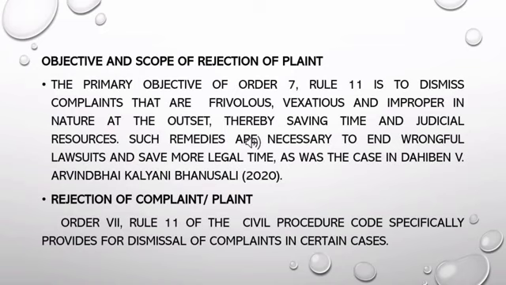What is a plaint and the main objective of the plaint? Now let us see some more objectives and the scope of rejection of plaint. The primary objective of Order 7 Rule 11 is to dismiss complaints that are frivolous, vexatious and improper in nature. So, we know that the complaint should be in an acceptable way, and if it is not, that may lead to dismissal of the complaint.